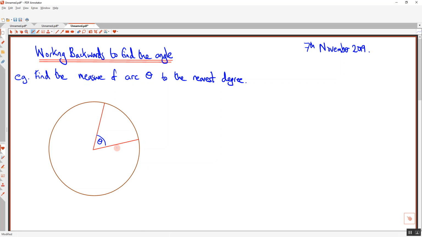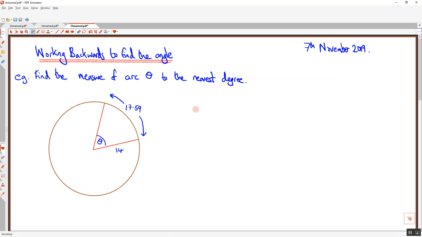We're told that the radius is 14, and we're told that the arc is 17.59. So that is that distance, okay? So, any thoughts?